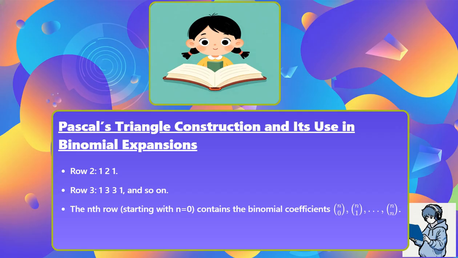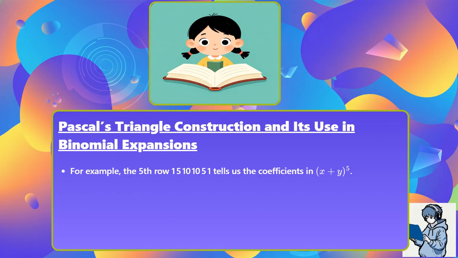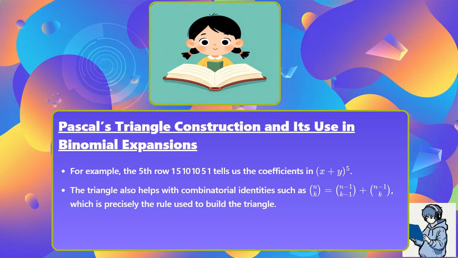The nth row, starting with n equals 0, contains the binomial coefficients n choose 0, n choose 1, up to n choose n. Therefore, Pascal's triangle gives the coefficients for (x + y)^n instantly. For example, the fifth row, 1 5 10 10 5 1, tells us the coefficients in (x + y)^5. The triangle also helps with combinatorial identities such as n choose k equals n minus 1 choose k minus 1 plus n minus 1 choose k, which is precisely the rule used to build the triangle.